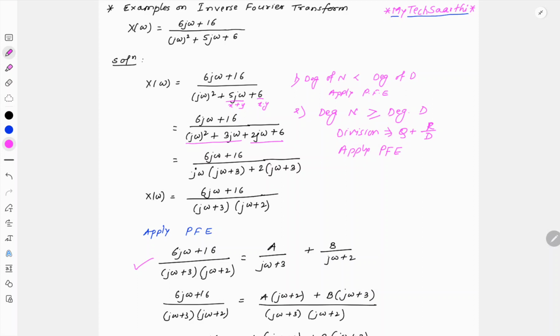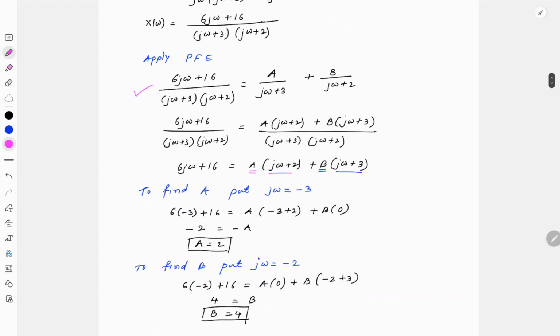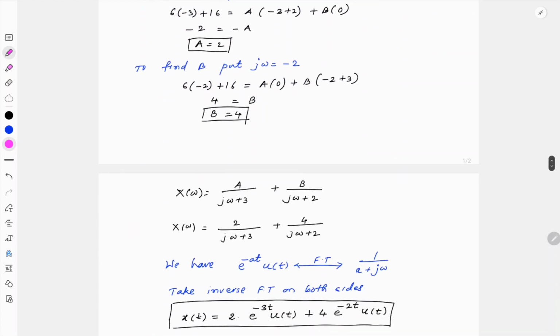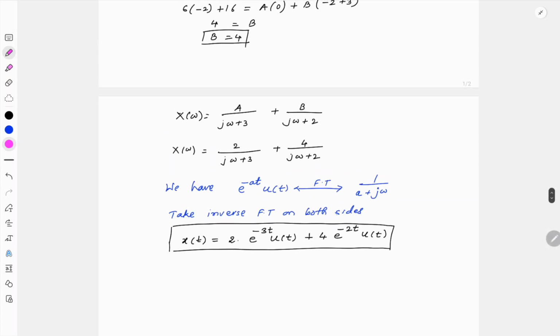So here the degree of the numerator is less than the degree of the denominator, so straight away we found the roots of the denominator polynomial and applied partial fraction expansion. Then we obtained the values of A and B, and then using the standard results we have taken the inverse Fourier transform.